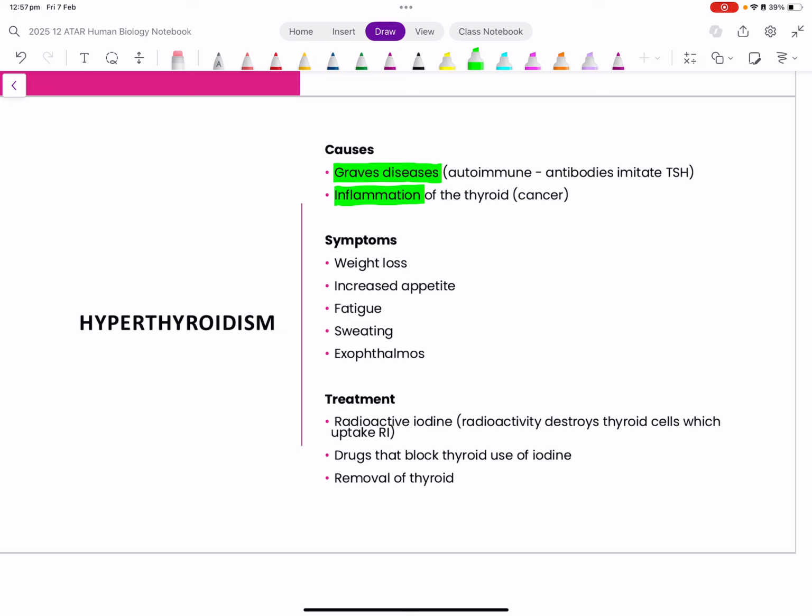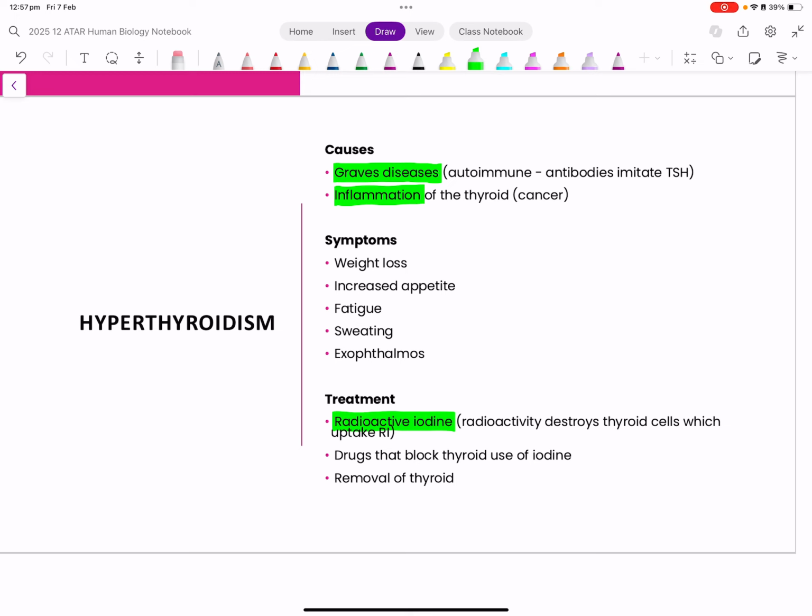So how can hyperthyroidism be treated? Well, firstly, radioactive iodine can be used to destroy thyroid cells, which uptake this iodine, in an attempt to slow this thyroid gland down. Destroying some of the thyroid cells means that those cells can no longer produce thyroid hormone.